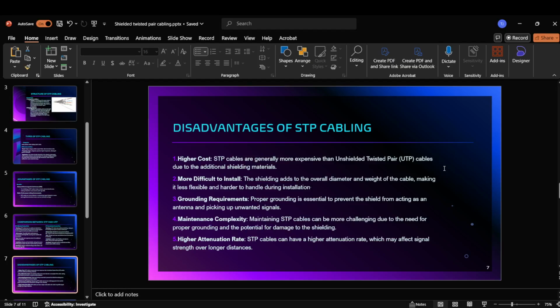Next is that they need grounding. Proper grounding is required and essential to prevent the shield from acting as an antenna picking up unwanted signals.